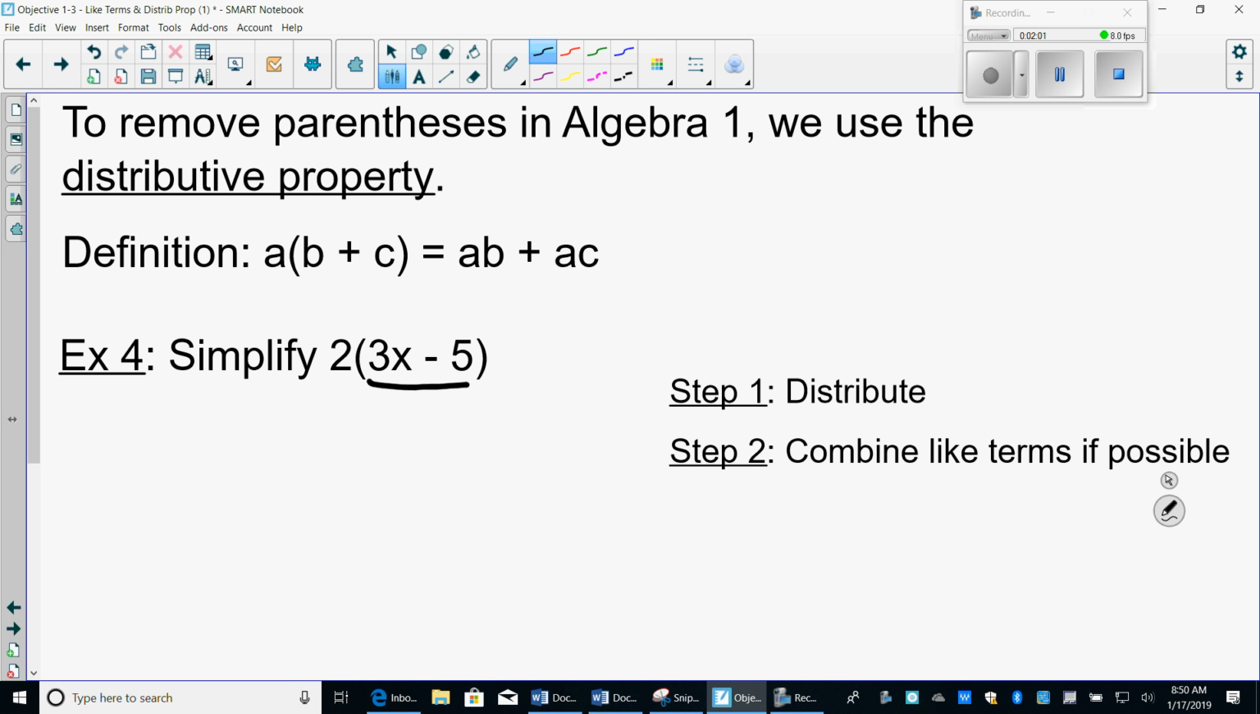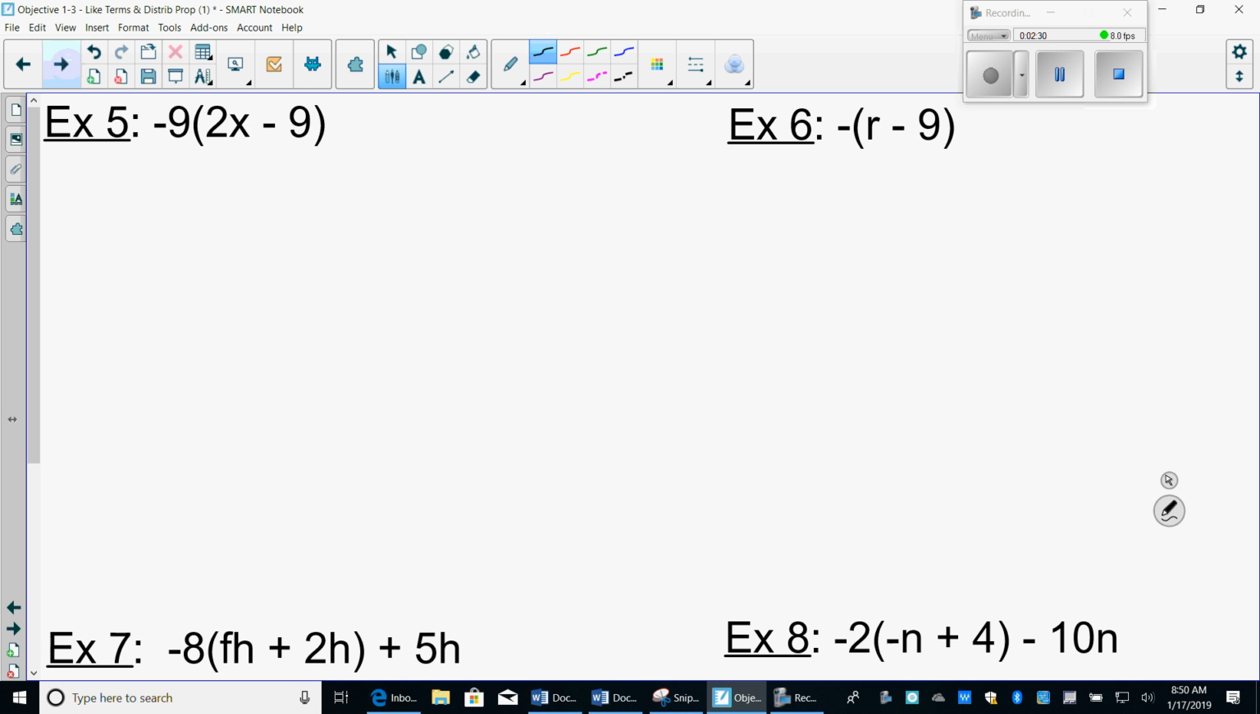You cannot do that. So in order for you to keep going with your problem, like when this becomes an equation, you're going to distribute. 2 times 3x would be 6x, and 2 times negative 5 would be negative 10. Can you subtract 6x minus 10? No, because one has an x and one doesn't, so they don't match. Any questions on distributive property? Okay.